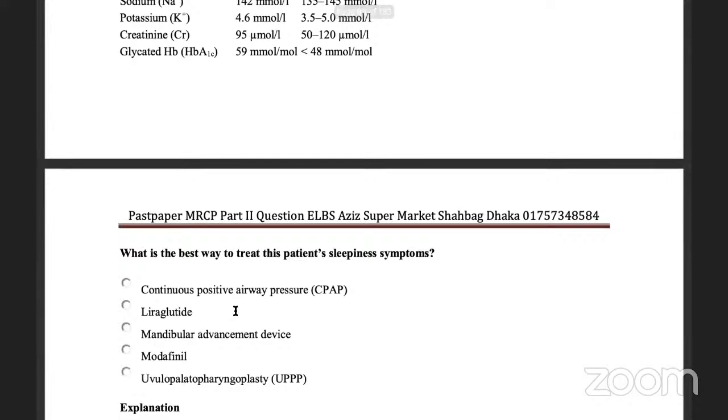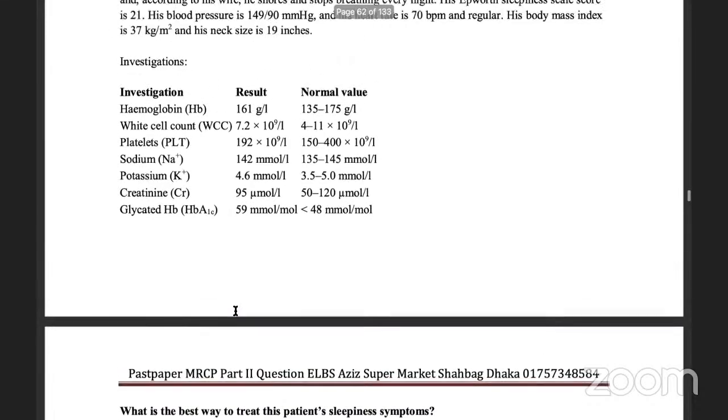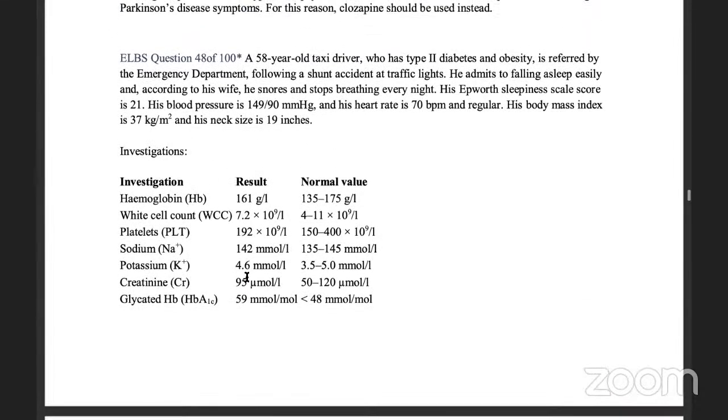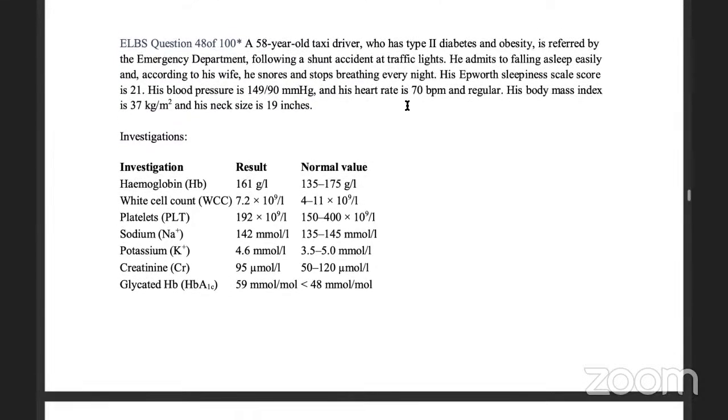What is the best way to treat this patient's sleepiness symptom? Okay, here HbA1c is 59, and neck size is 19 inches. That means we give CPAP. Yes, the patient is an accident-prone driver. Yes, CPAP.